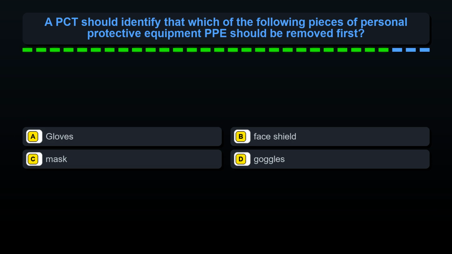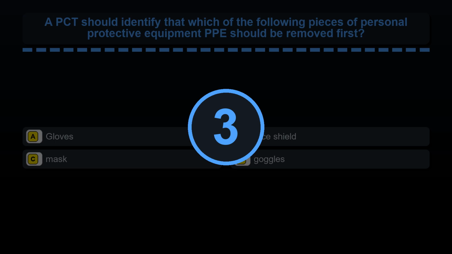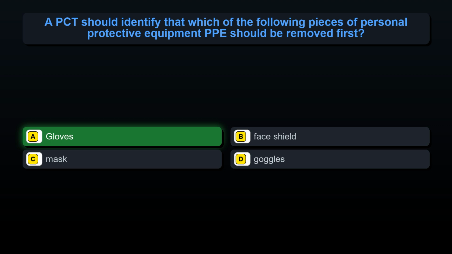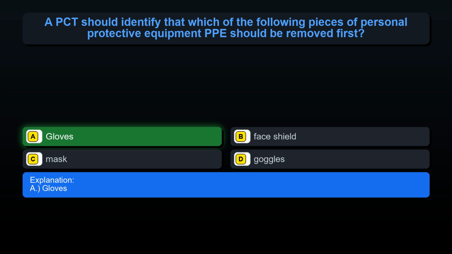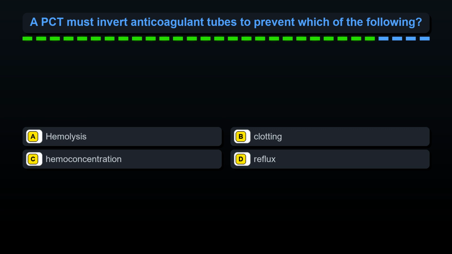Question 12. A PCT should identify that which of the following pieces of personal protective equipment, PPE, should be removed first? Option A, gloves. Option B, face shield. Option C, mask. Option D, goggles. The correct answer is option A, gloves.